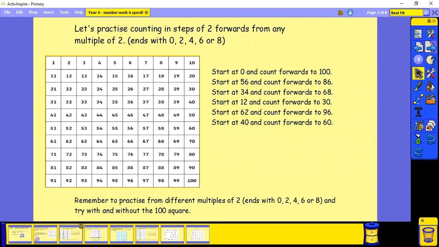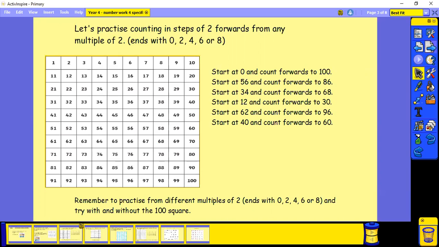Let's practice counting in steps of 2 forwards from any multiple of 2. Remember, a multiple of 2 ends with 0, 2, 4, 6 or 8. Start at 0 and count forwards to 100. Start at 56 and count forwards to 86. Start at 34 and count forwards to 68.